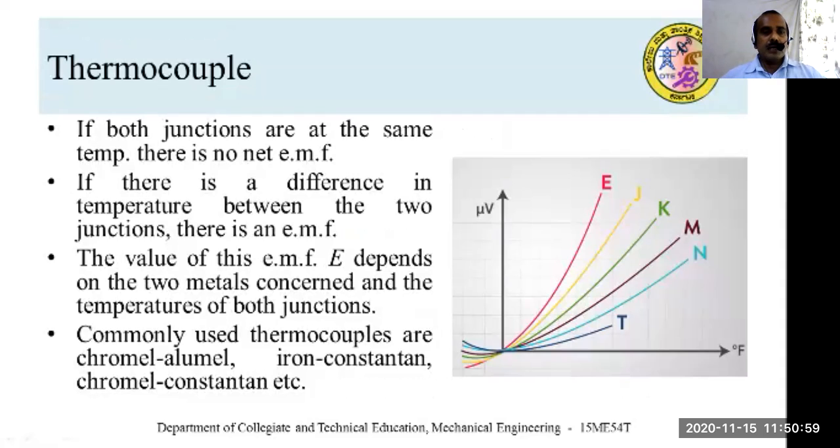If both junctions are at the same temperature, there is no EMF. If there is a difference in temperature between the two junctions, an EMF is developed. The value of the EMF developed mainly depends upon the two different metals used and the temperature of both the junctions. Commonly used thermocouples are chromel alumel, iron constantan, and chromel constantan, etc.